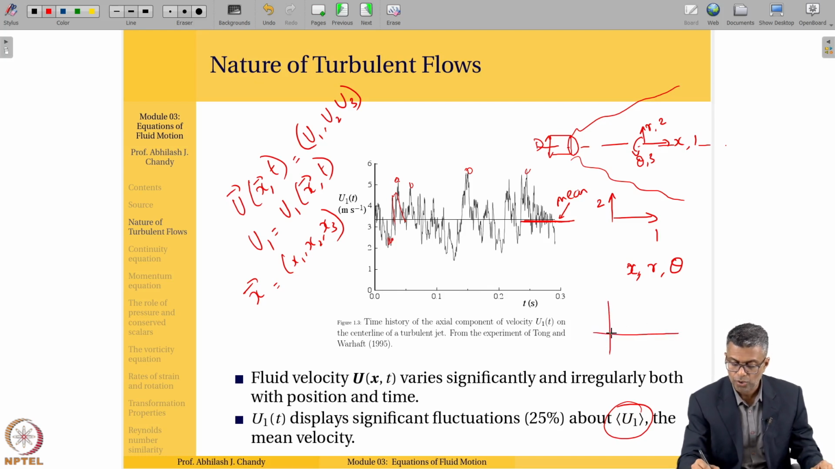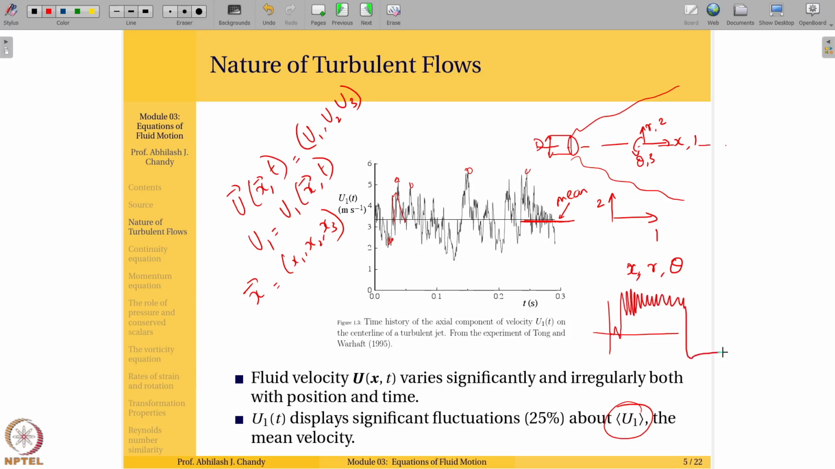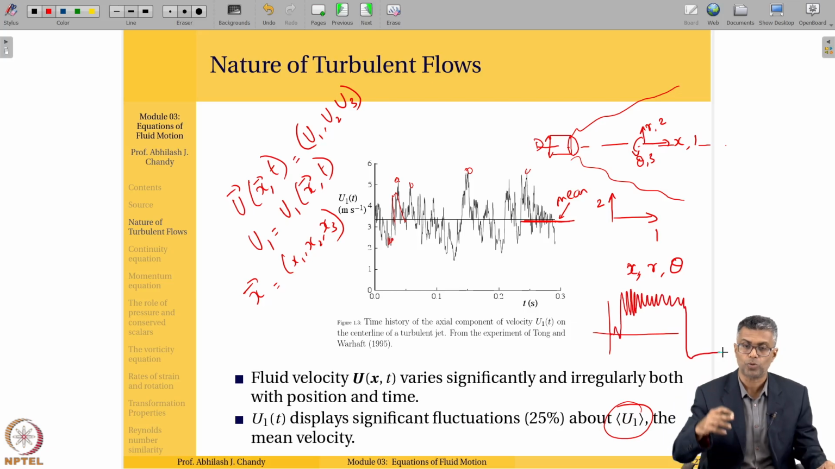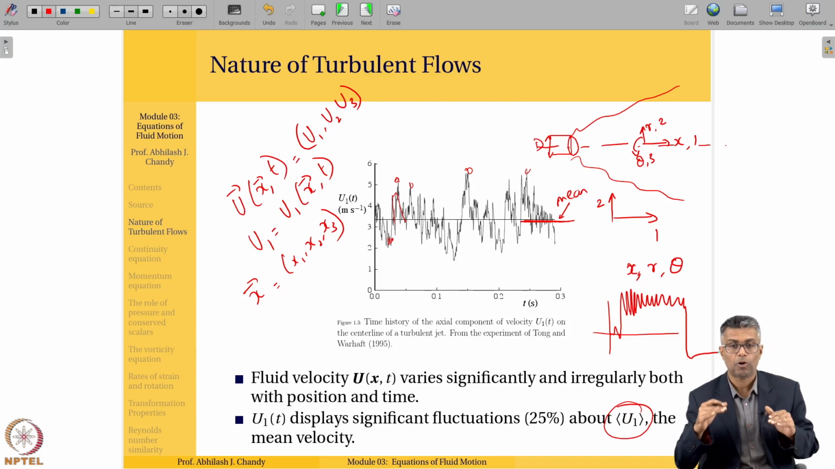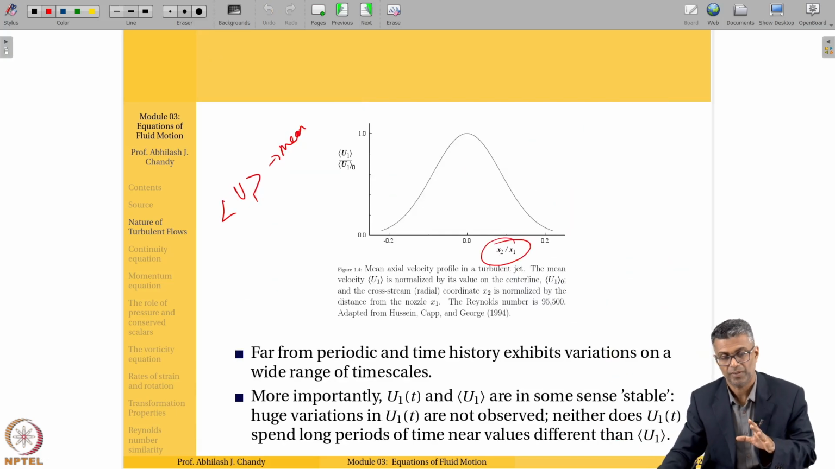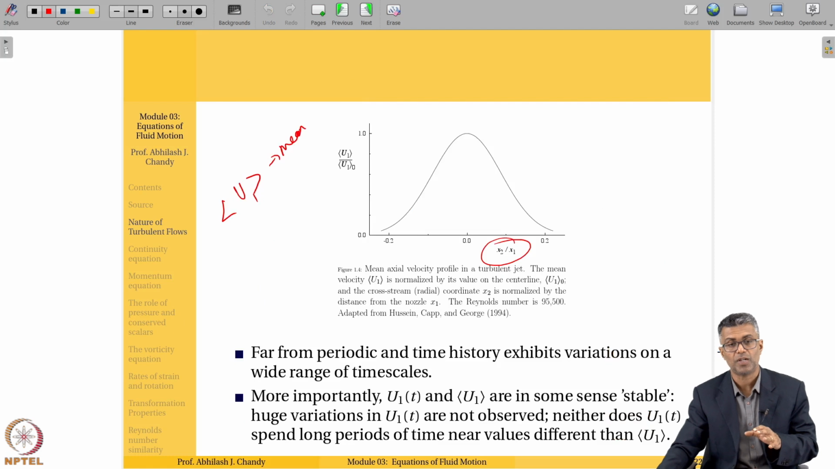So for instance, you don't have something that looks like this. You don't have something like that. It is fluctuating, but it's immediately coming closer to the mean and staying closer to the mean. Then it goes down a little bit, then goes up again. It's not spending a long period of time above its mean. So that's another observation that I wanted to make. So this is the nature, right? The irregular nature. And we are seeing that through a real velocity measurement in a turbulent jet.